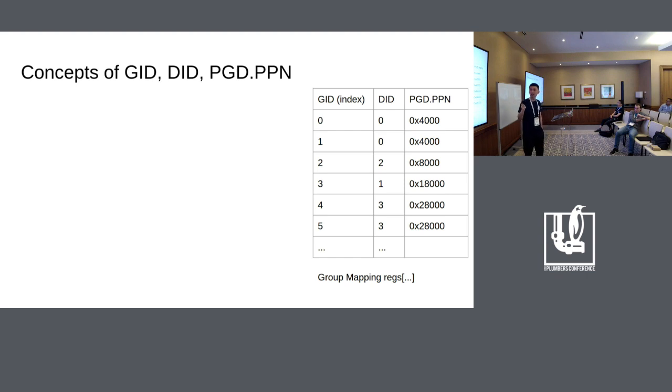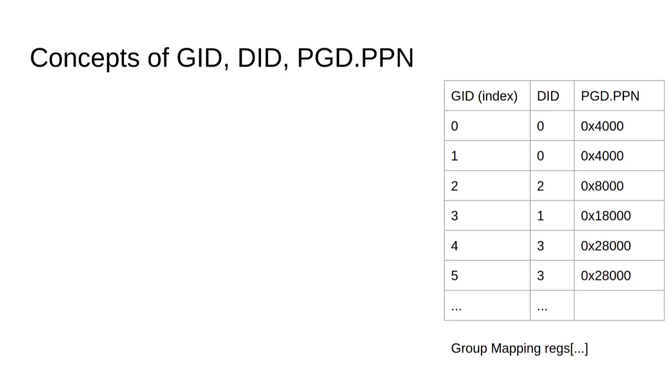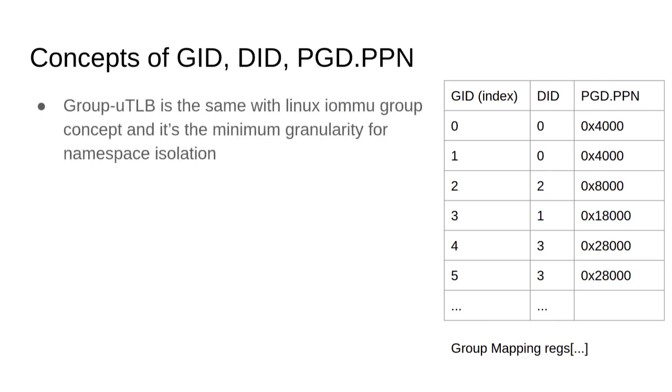And then let's look at the concept of how this simple IOMMU works. There is a group mapping register. How many group UTLBs, how many GUTLBs you have, that's how many rows you have here. Every GUTLB is the same. It's the same as the Linux IOMMU group concept, and it's the minimum granularity for the namespace isolation.